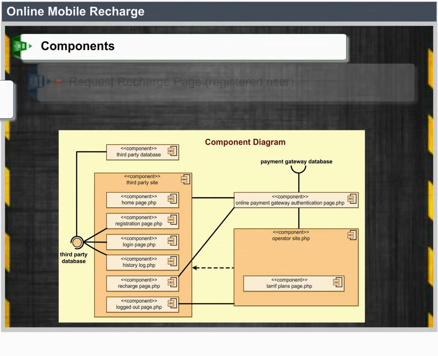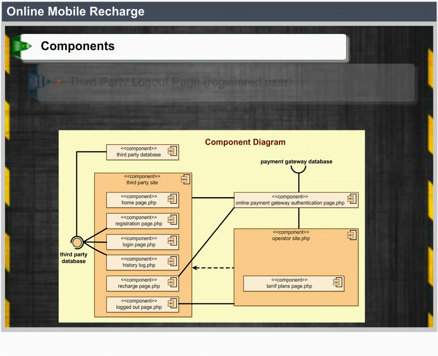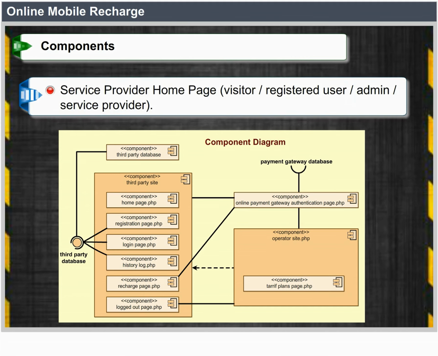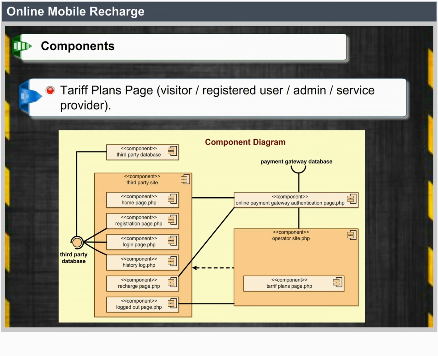Registered user. Third party logout page. Registered user. Online payment transaction gateway page: direct user or registered user. Service provider homepage: visitor or registered user or admin or service provider. Tariff plans page: visitor or registered user or admin or service provider.